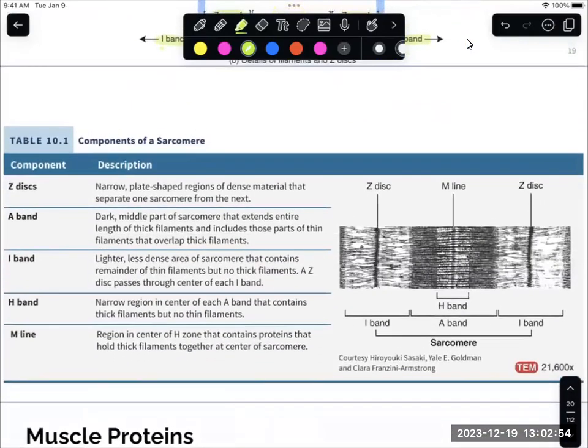So here is an electron micrograph of a sarcomere. You can see where the thick filaments are, this zone of overlap here. And then you can see where you have just thick filaments in the middle. You can see that M line very well right through here. And then you also see those Z discs on either end very well.